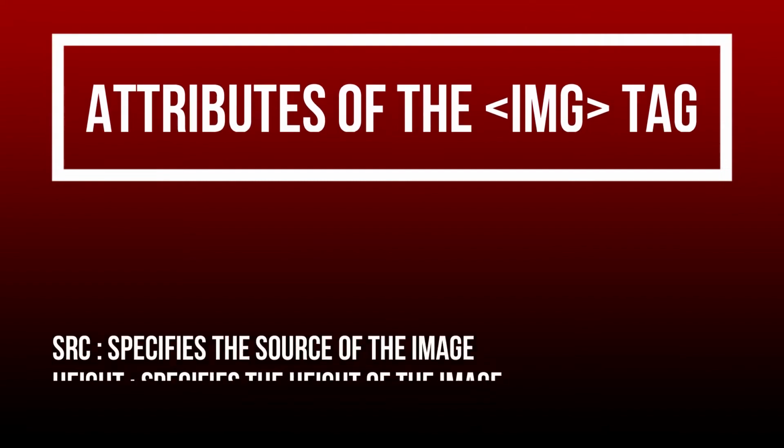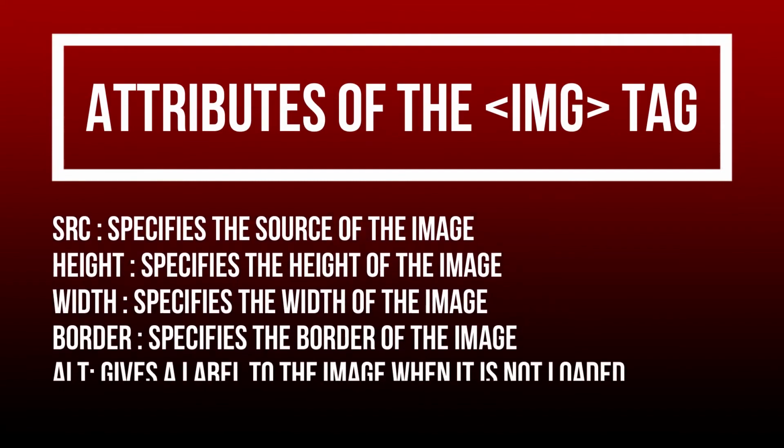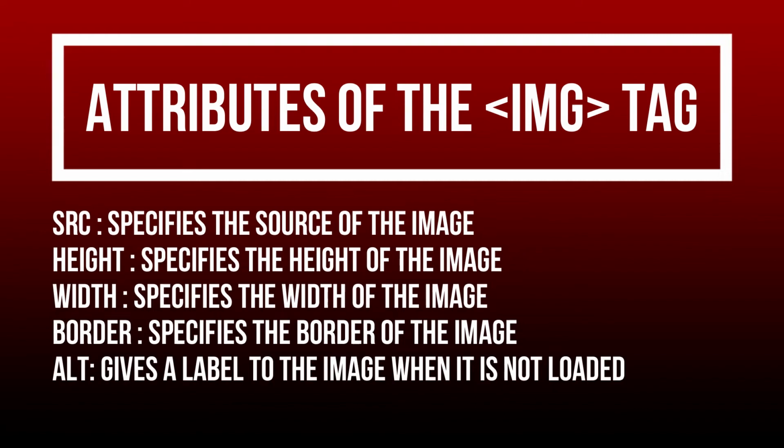The attributes of the image tag are src, the source, which specifies the location of the image; height, which specifies the height of the image; width, which specifies the width of the image; border, which specifies the border size of the image; and the alt attribute. This attribute gives a label to the image when it is not loaded. If the image is not displayed, then the text inside the alt attribute is displayed.